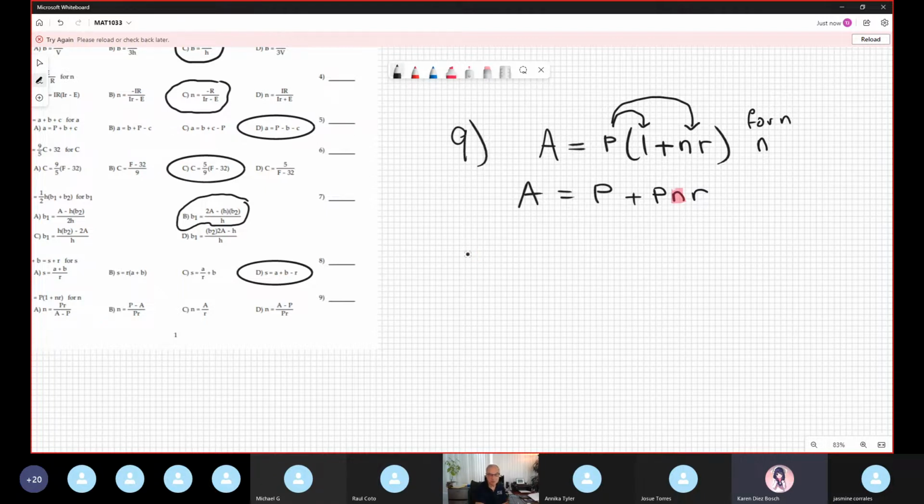What should I do? Move P to the other side. But we have two Ps, no? Which P, the first or the second? The first one, subtracted. Very well. This is the thing I want to hear. A minus P equals PNR.